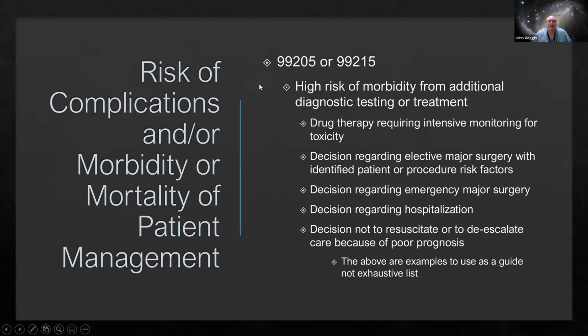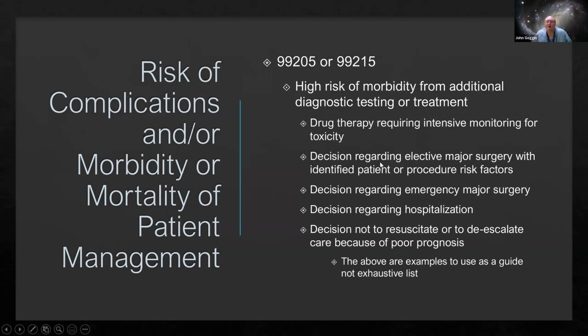And then level 5, these are your highest risk patients: drugs requiring intensive monitoring for toxicity. Generally speaking, that's not going to be something that we're giving most of the time. However, if you do your own antibiotics, there are some that are going to fall into that category, for IV antibiotics, especially in your renal patients.